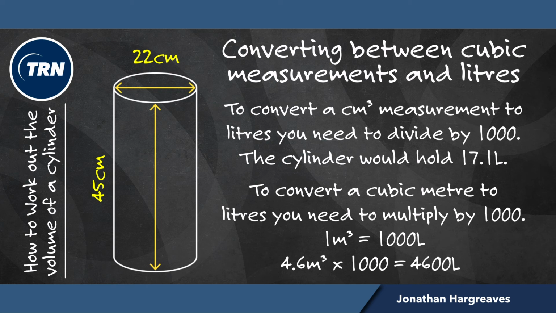So an example would be 4.6 meters cubed. You would multiply that by 1000 and arrive at the figure of 4,600 liters. There's a big difference between converting centimeters cubed and meters cubed.